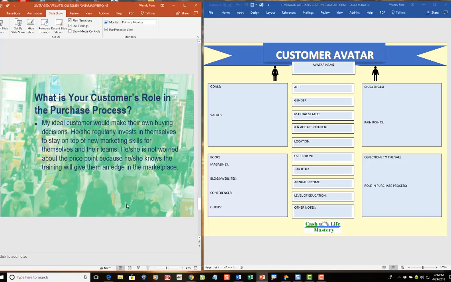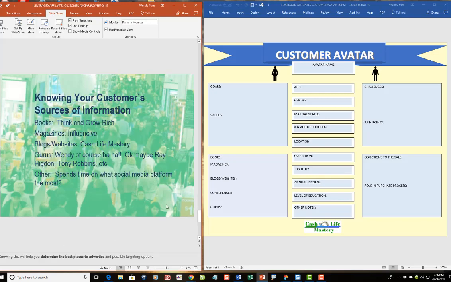And then the role in the purchase process, that goes here. So everything that would cause you to feel like it would be a good customer avatar, you know, do they make their own buying decisions? Do they regularly, if they're in health food, buy health food products? Do they do the grocery shopping? Those kinds of things would be their role in the purchase process.